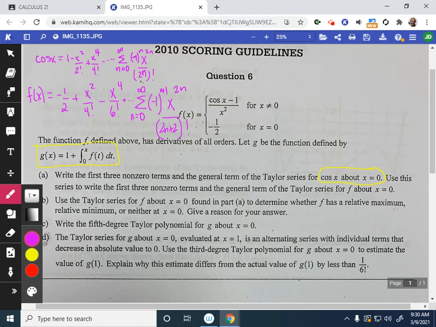That whole part is only worth 3 points. 1 point for the series for cosine, 1 point for the first 3 terms of f of x, and 1 point for the general term.